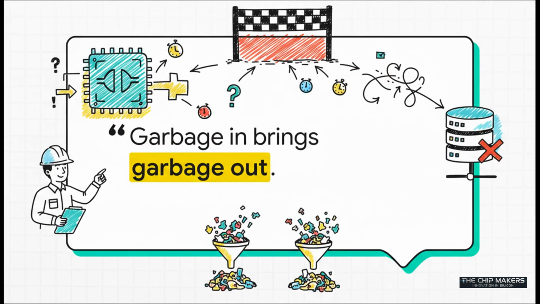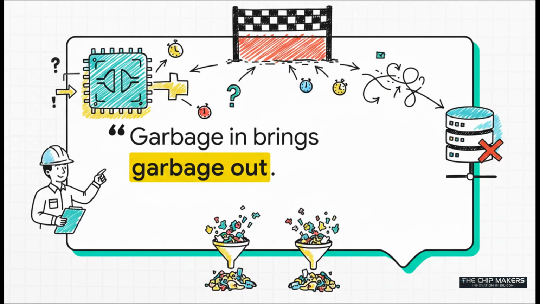And this brings up a really crucial point. You've heard the saying, right? Garbage in, garbage out. Well, that absolutely applies here. The STA tool is only as smart as the information you feed it. Engineers have to give it super accurate rules for the race, what we call timing constraints. If you tell the tool the wrong finish time, you might trick it into thinking a broken path is actually okay.